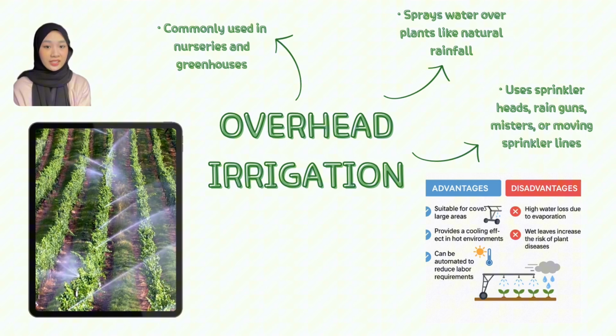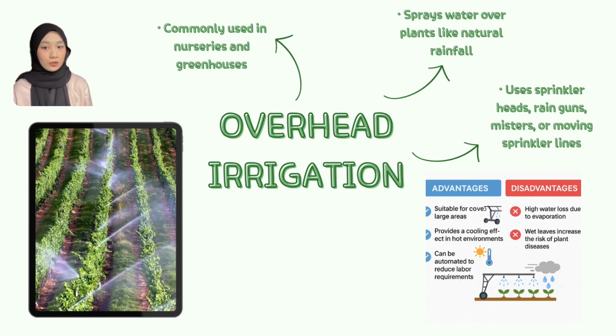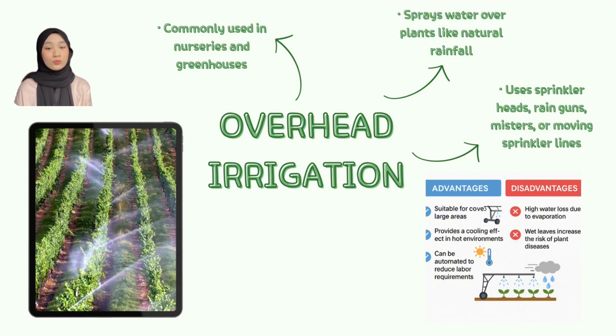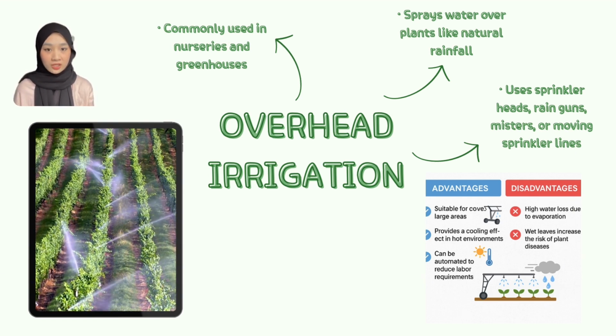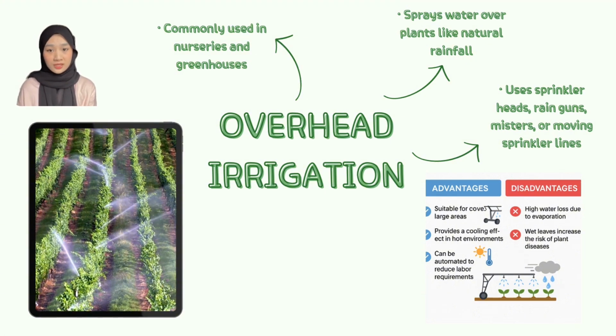Next is overhead irrigation, which is also widely used in nurseries, especially in greenhouses. This system sprays water over the plants similar to rainfall. Sprinkler heads are installed above the plants or along moving lines, like rain guns or misters. Overhead irrigation is good for covering large areas and has a cooling effect in hot environments. It also helps reduce labor since it can be automated.